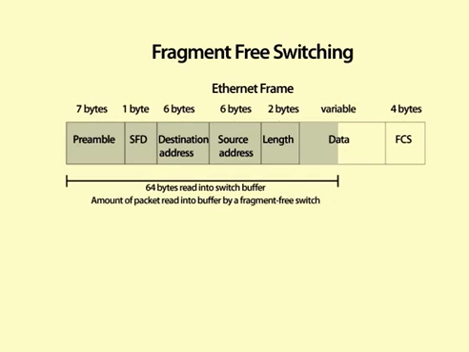Fragment free. To take advantage of the error checking of store and forward switching, but still offer performance levels nearing that of cut through switching, fragment free switching can be used. In a fragment free switching environment, enough of the packet is read so that the switch can determine whether the packet has been involved in a collision. As soon as the collision status has been determined, the packet is forwarded.